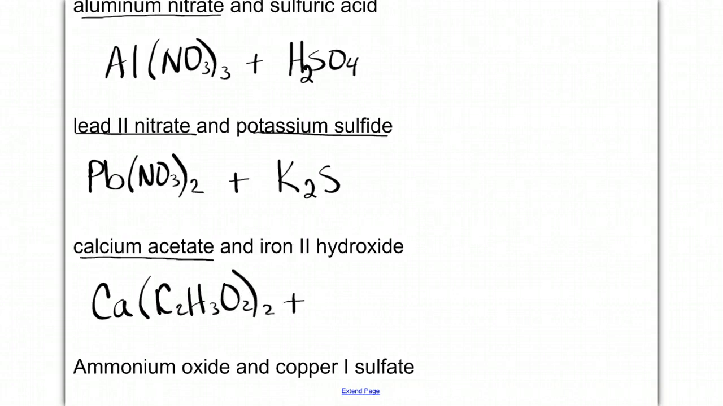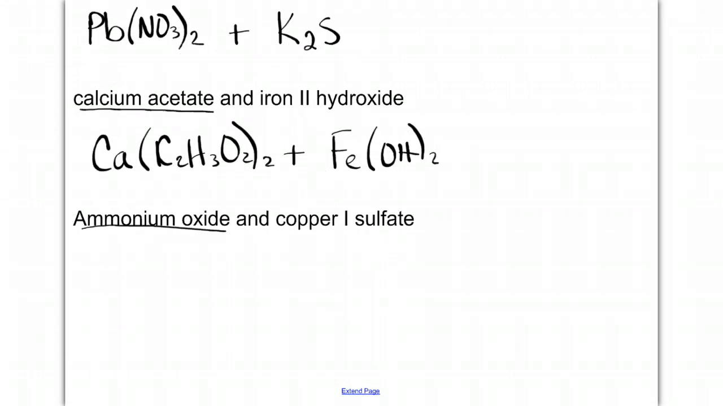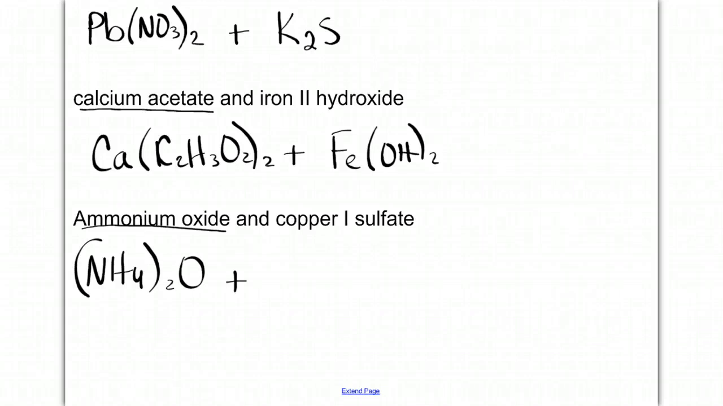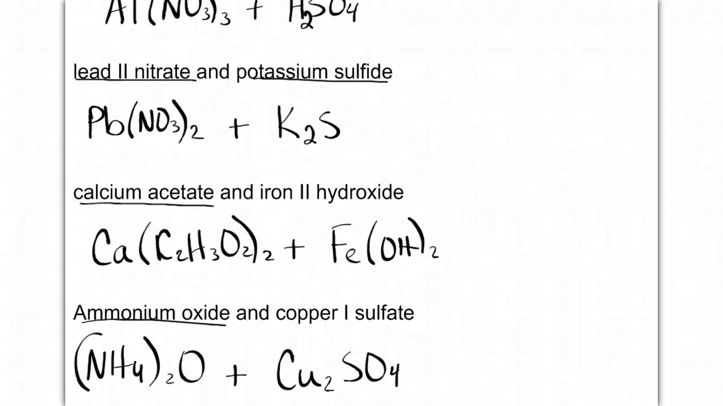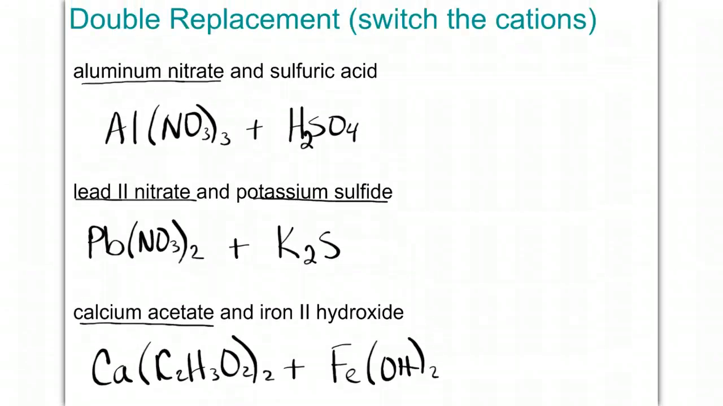And iron 2 hydroxide is +2 -1, switch as well. And my last one, ammonium oxide, is +1 -2, switch. And copper 1 sulfate, which is +1 -2, switch. Now that I have all my compounds translated, let's talk about how to predict the products for a double replacement.